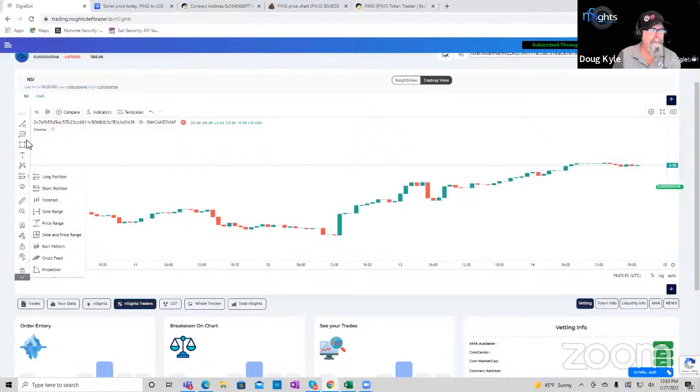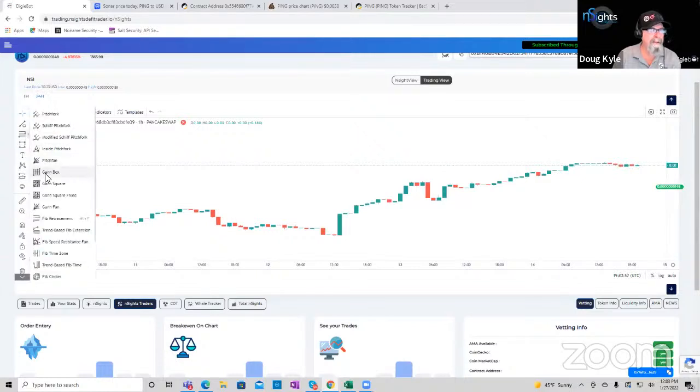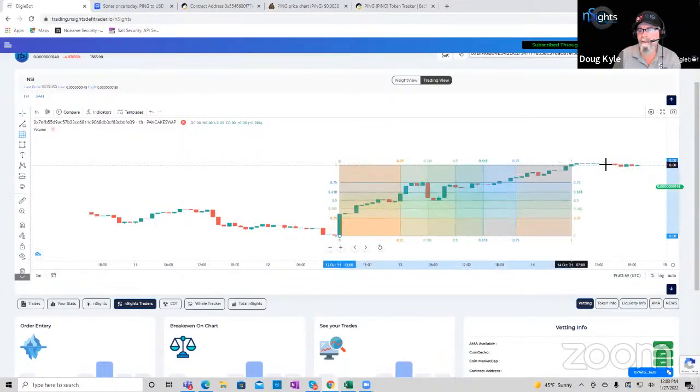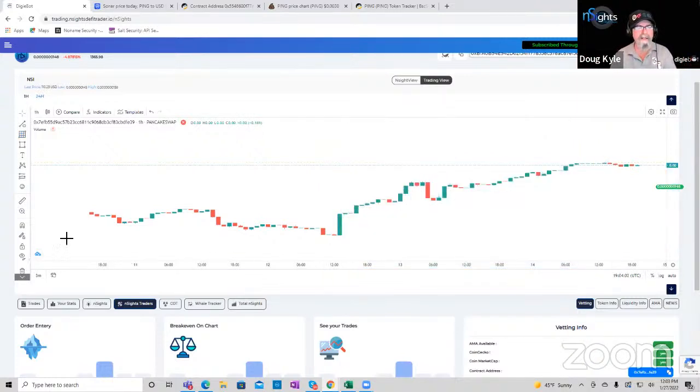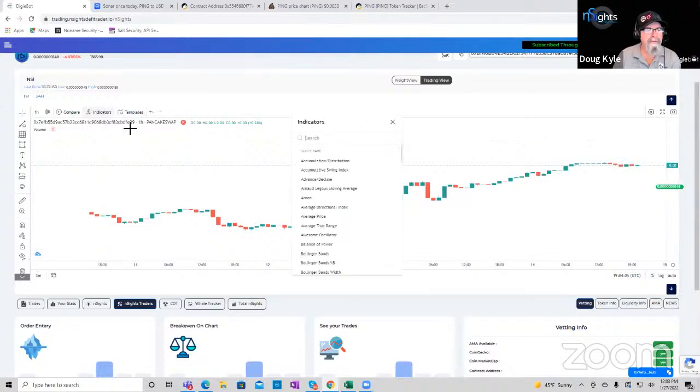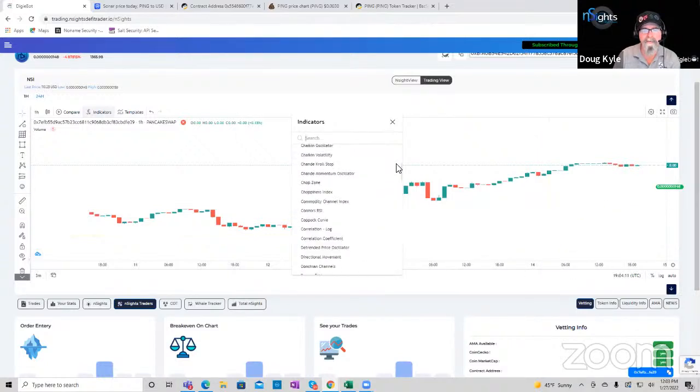And you guys see me use things like the Gann box a lot. So all of our tools. The indicators don't work yet because there are no numbers to attach to them, but we have all of the indicators here also.